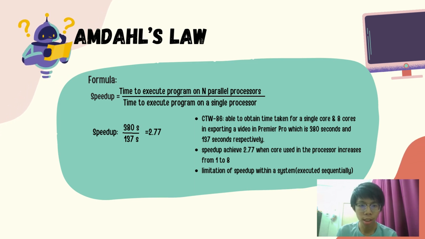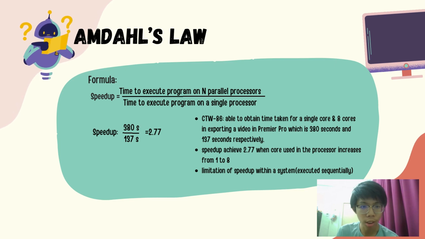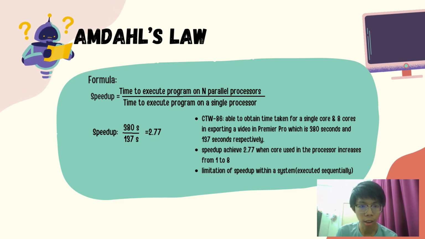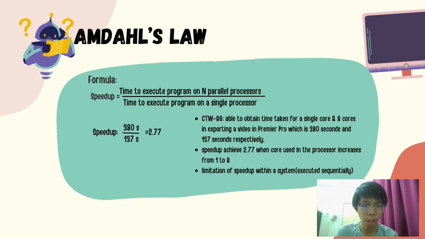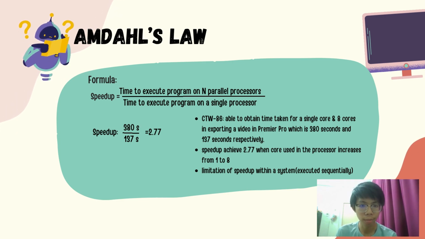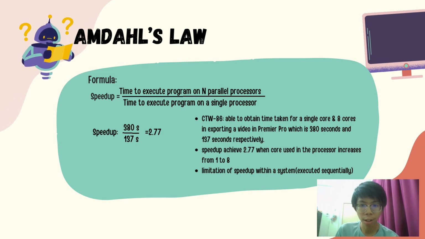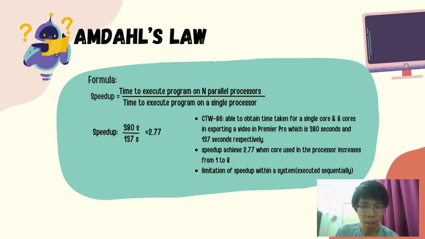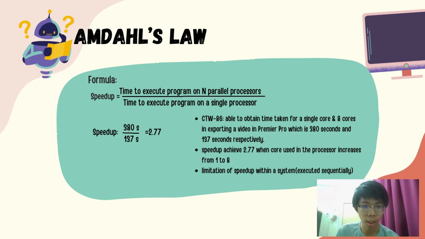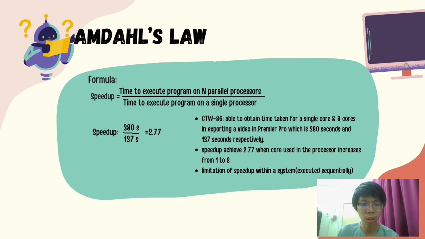For our processor, we are able to obtain the time taken for a single core and 8 cores in exporting a video in Premiere Pro, which is 380 seconds and 137 seconds. After applying the speedup formula, we obtain a speedup of 2.77 when the number of cores used by the processor increases from 1 core to 8 cores.